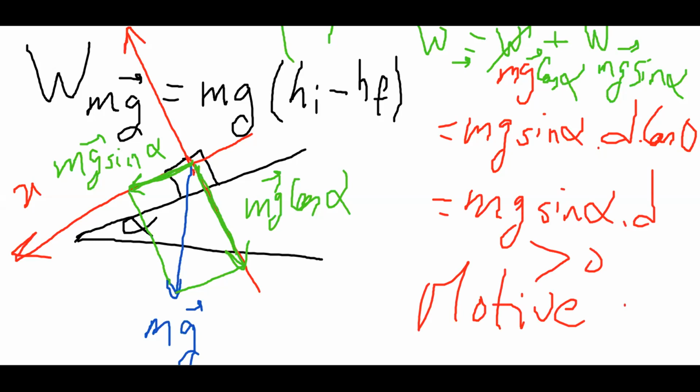What if the object is moving up the inclined plane? For example, now clear the page. For an object moving up the inclined plane, this is the inclined plane. An object is moving from point A to point B.